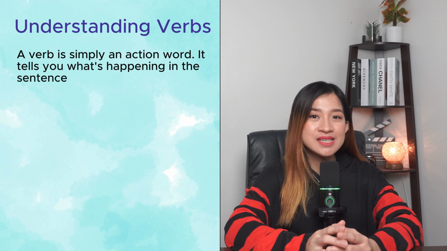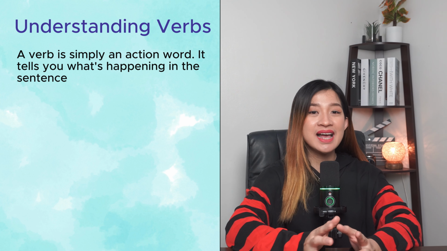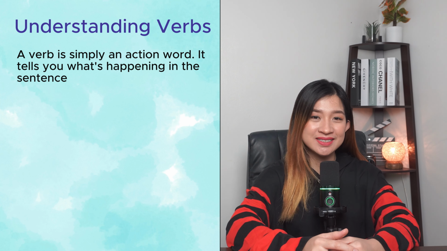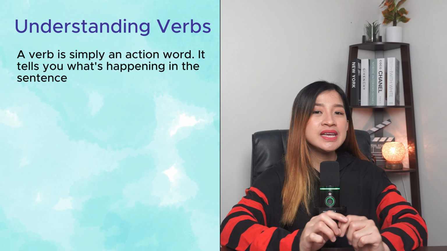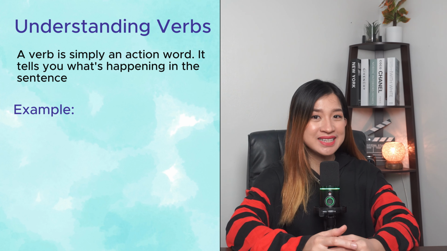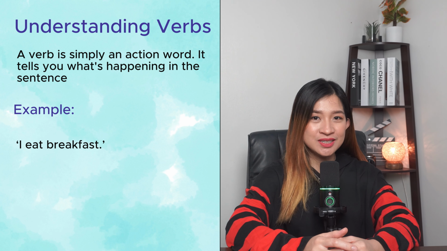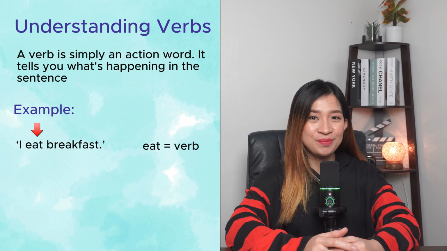A verb is simply an action word. It tells you what's happening in the sentence. Without them, you literally can't make a sentence. For example, I eat breakfast. Here, eat is the verb. It's telling us what I'm doing.